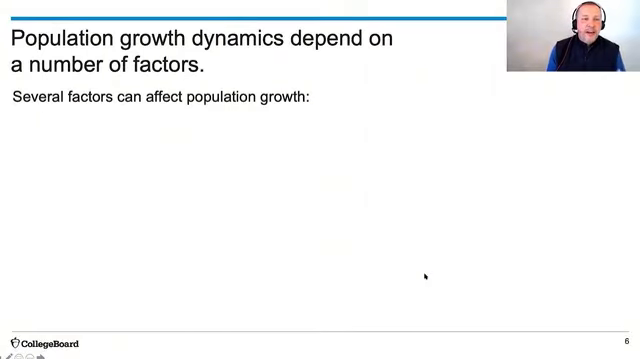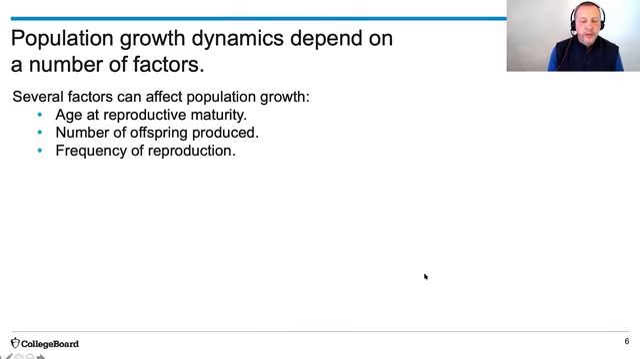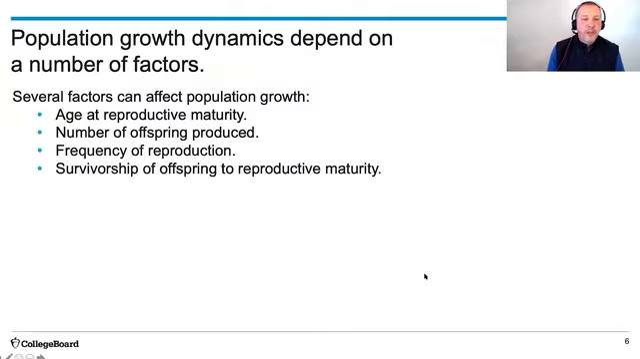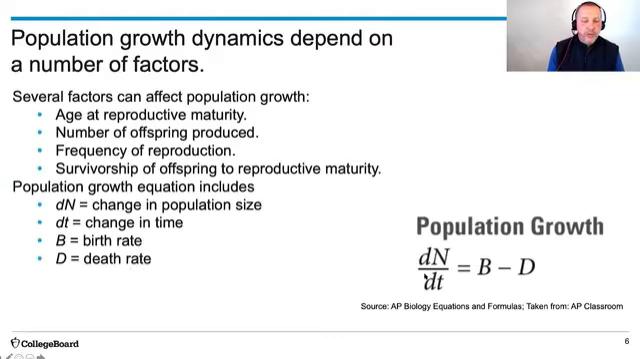Several factors can affect population growth: age at reproductive maturity, number of offspring produced, frequency of reproduction, or survivorship of offspring to reproductive maturity. The population growth equation includes dN, which stands for change in population size, dt, which is change in time, B, which is birth rate, and then D, which is death rate.